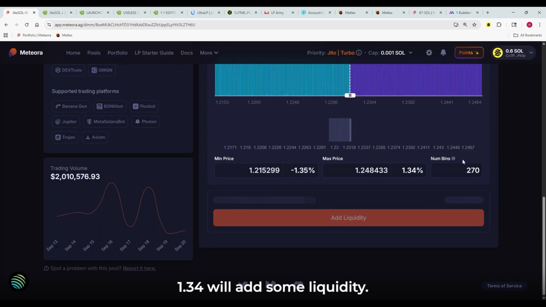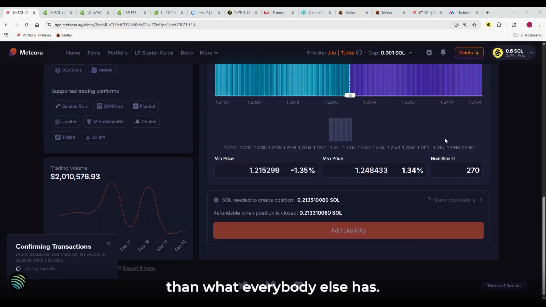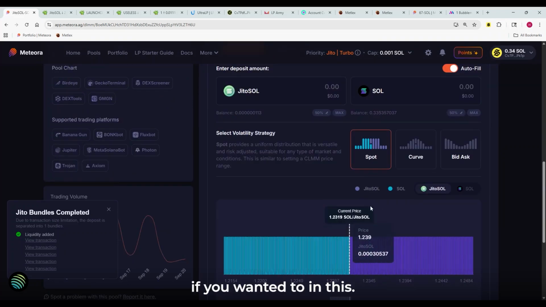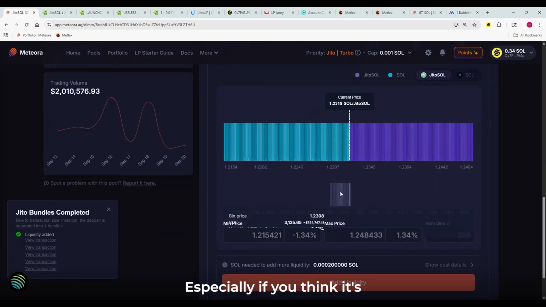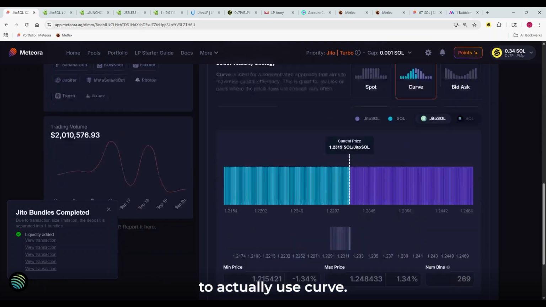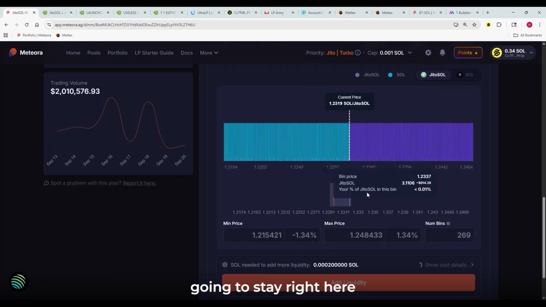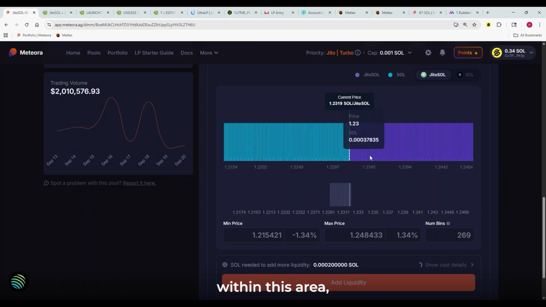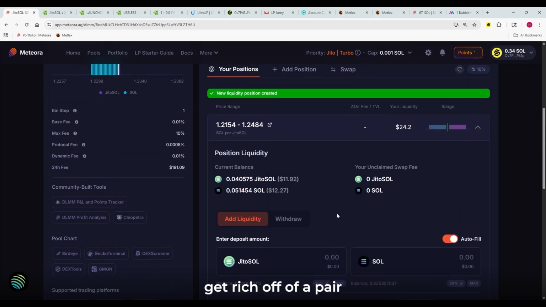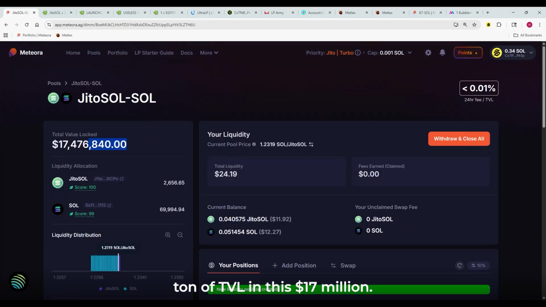0.34 will add some liquidity. I'm going a little wider than what everybody else has, or what some whale has done. But you could, if you wanted to, especially if you think it's going to stay right here, this is a great opportunity to actually use curve. If you think it's going to stay right here or really close within this area, go right ahead and use curve. You're not going to get rich off of a pair like this. It's going to be slow moving. There's a ton of TVL in this, $17 million.